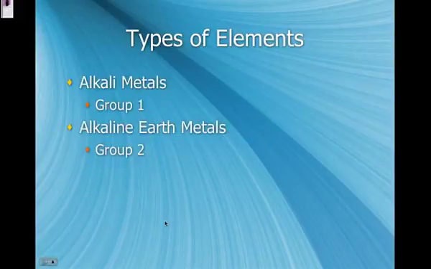There's two specific metals that you need to know. Group 1 is called the alkali metals, not including hydrogen. Hydrogen is not really considered a metal. But lithium, sodium, potassium, rubidium, cesium, and francium are all alkali metals. Alkaline earth metals are group 2. Group 2 would be like beryllium, magnesium, calcium, strontium, barium, and radium.